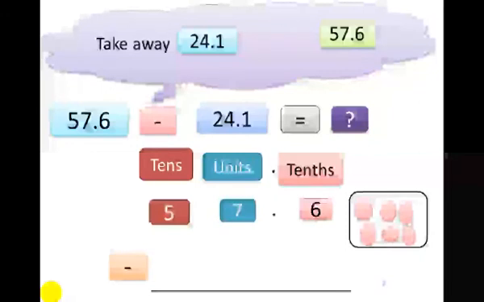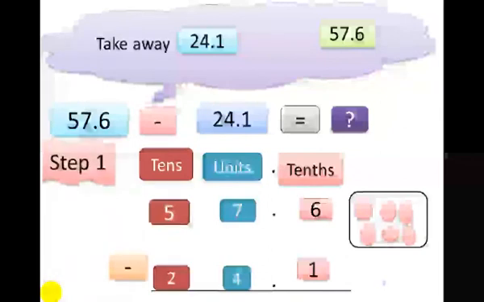Now let's place the number 24.1 in the place value table. 2 tens, 4 units, decimal point, 1 tenth. Remember that you move from the right side of the place value table to the left side.